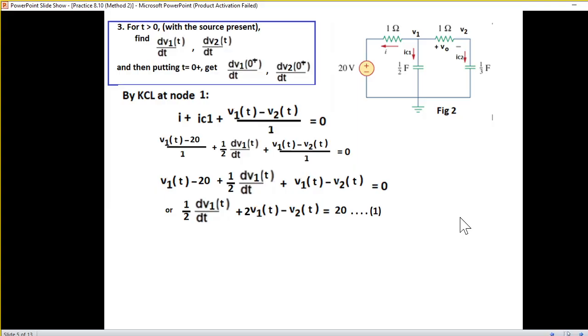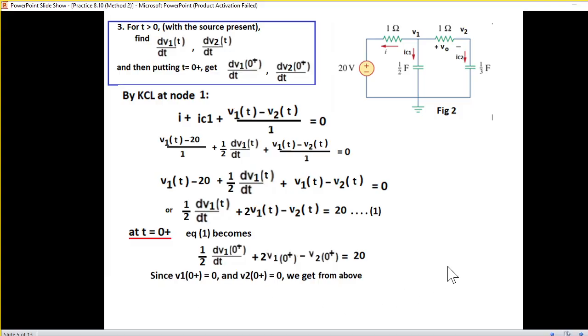And now we can find the value of dV1(0+)/dt by putting t equal to 0. So at t equal to 0, this will be dV1(0+), this one also 0+, 20. We know the values of V1(0+) and V2(0+), well, 0 and 0. So our equation will be half dV1(0+)/dt is equal to 20. From here, we take it to the right-hand side, so it will be dV1(0+)/dt. So we keep it for later use.